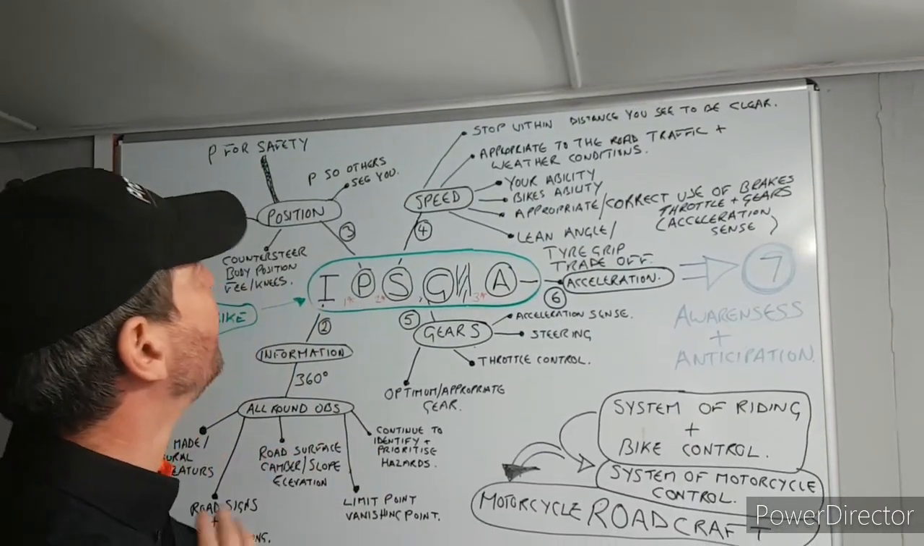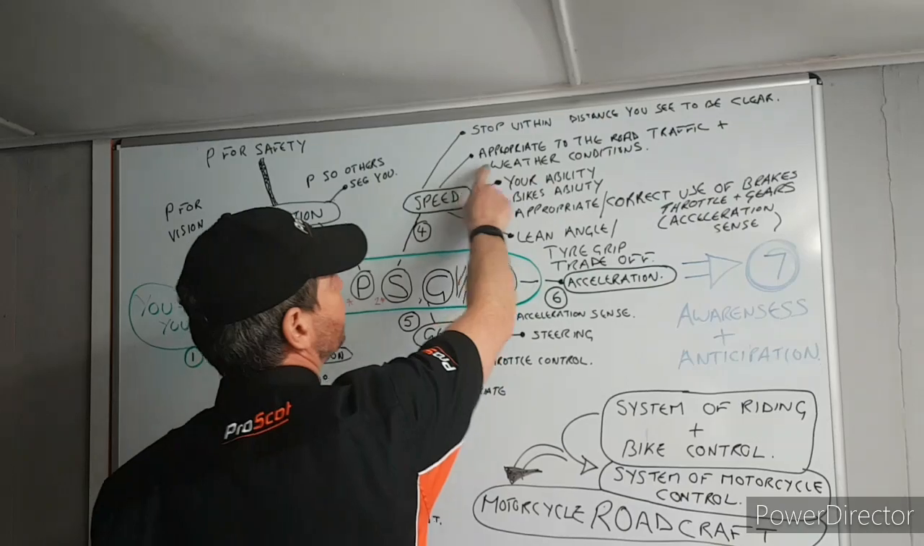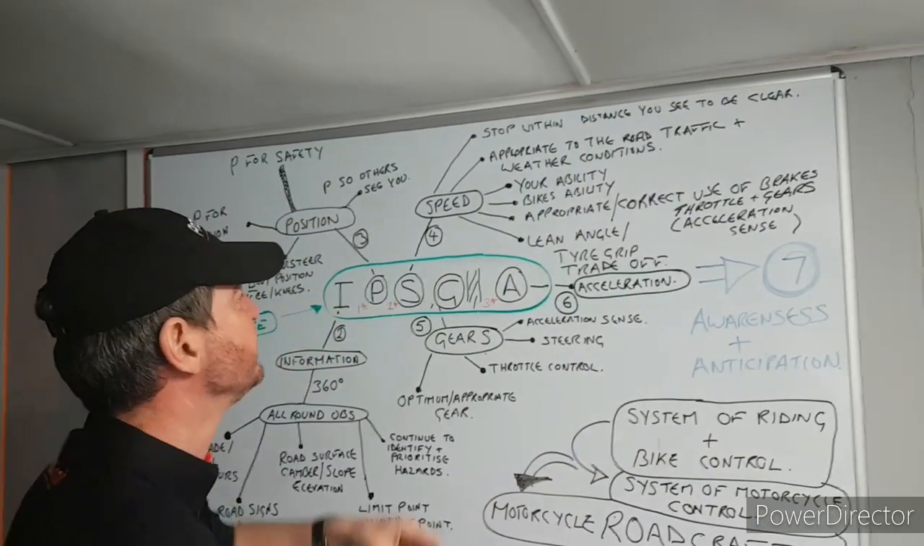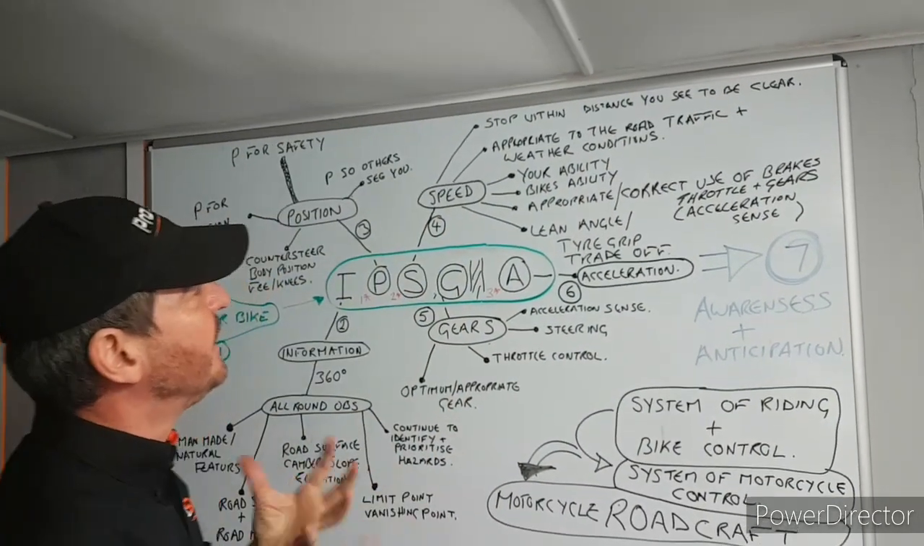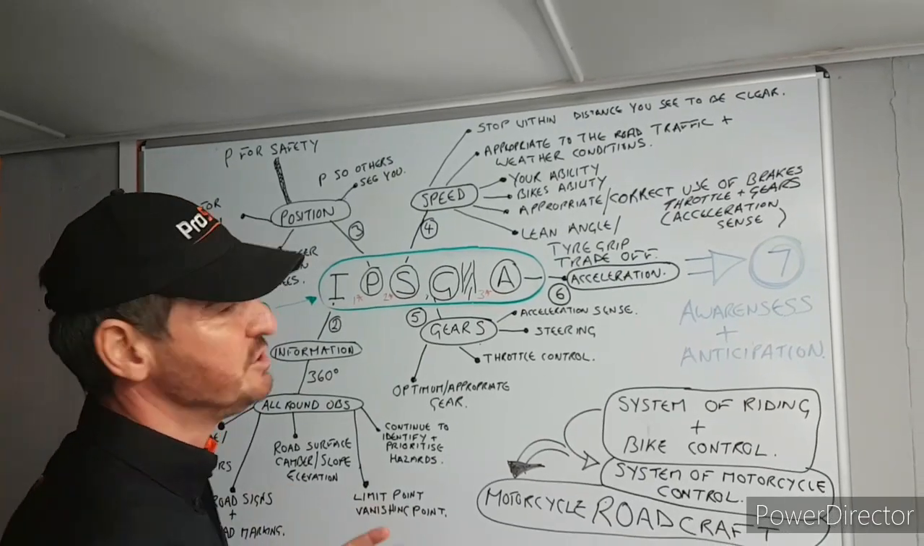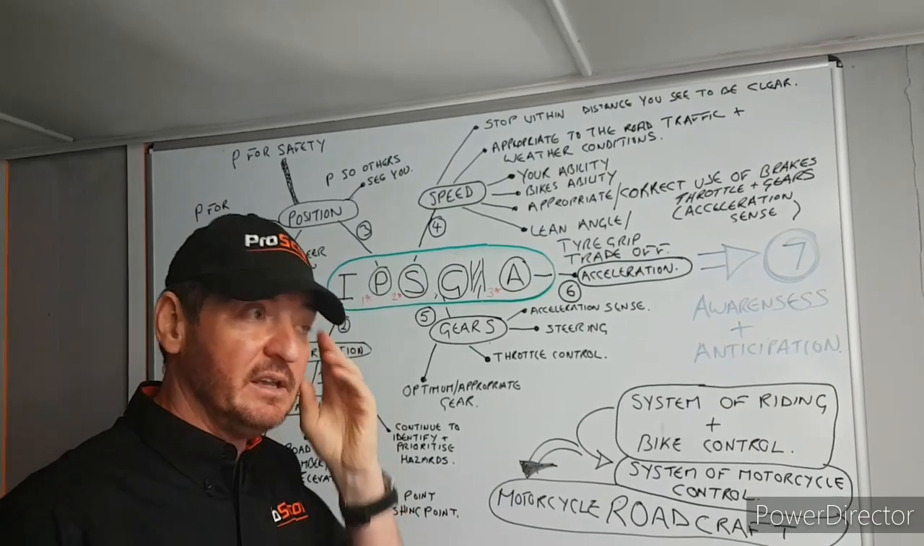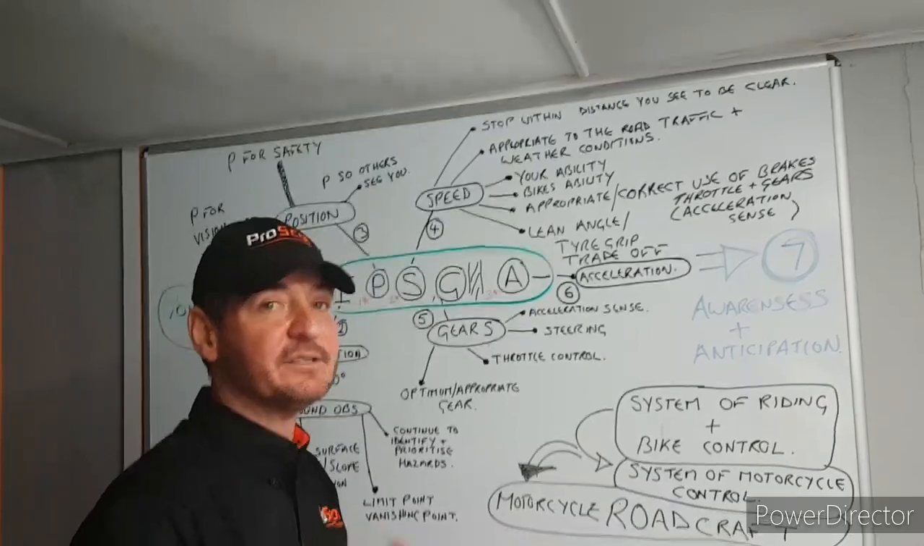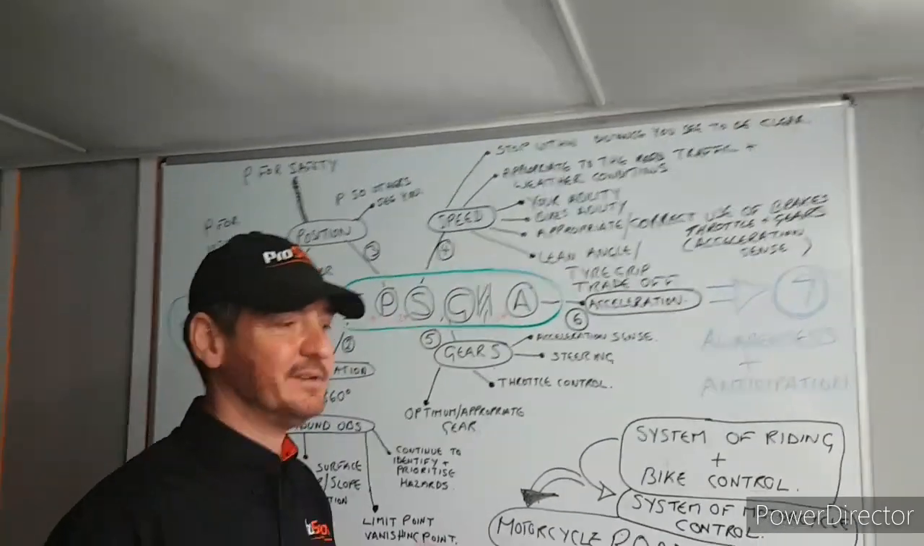So there's that one. Next one, appropriate for the road, the traffic and the weather conditions. So when you approach a bend here, when I say the traffic and the weather conditions, we're talking specifically about a bend here. I think you appreciate that the tighter a bend is, the slower I'm going to approach that bend. So there's a factor.